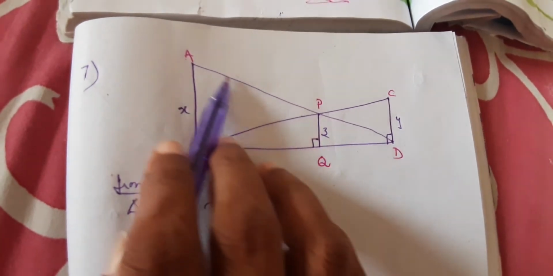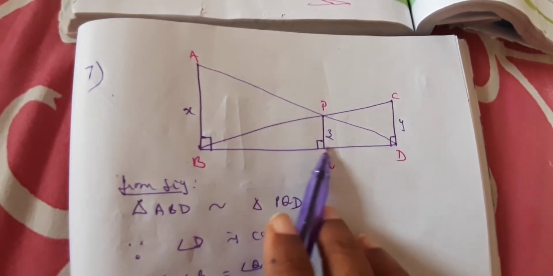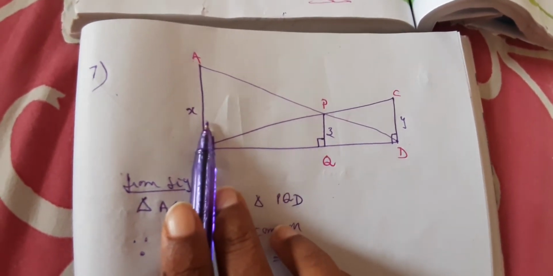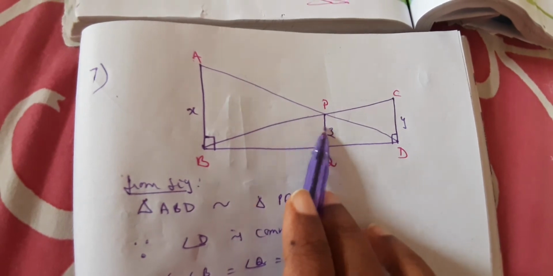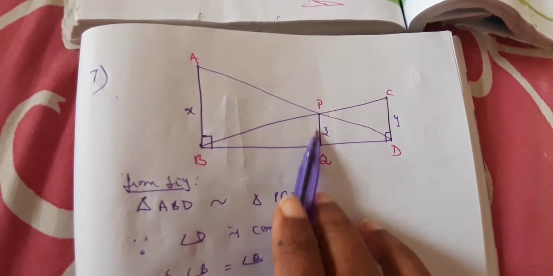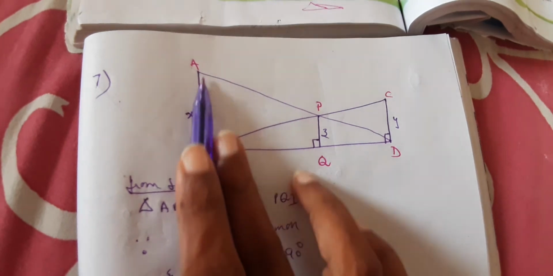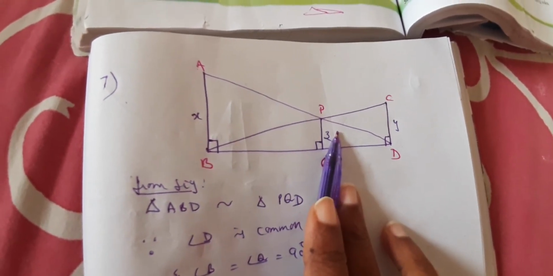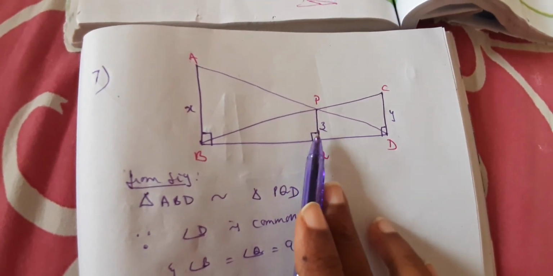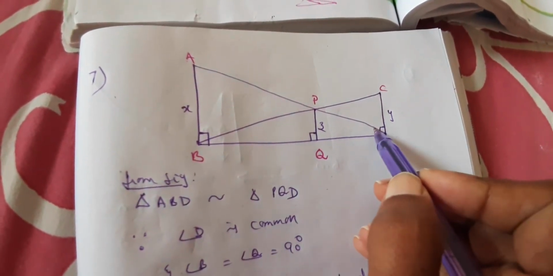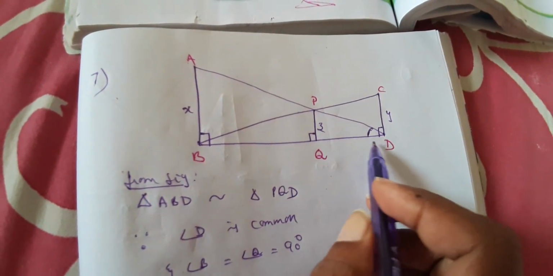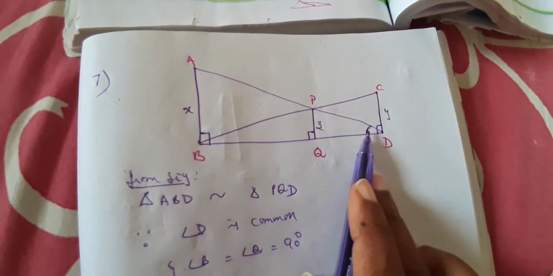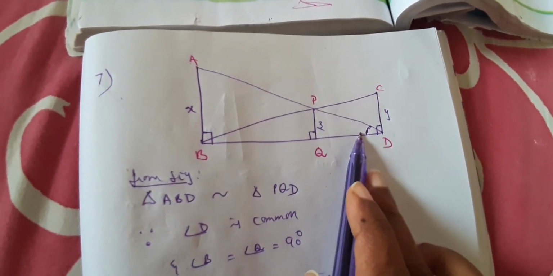Now this triangle will be definitely similar to this triangle. Why? Because this is making 90 degrees, this is making 90 degrees. Basic proportionality theorem also, this is parallel to this one. So the bigger triangle will be similar to the smaller triangle. That we can use. And you can also use the angle criterion. D is common, right? Angle ADB or angle PDQ is a common angle for both the triangles.